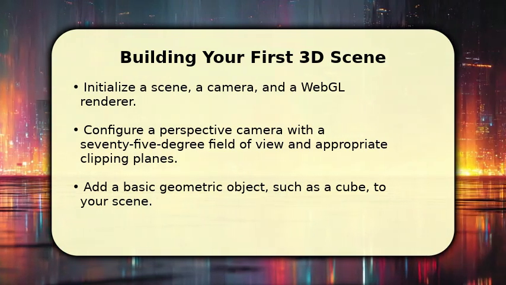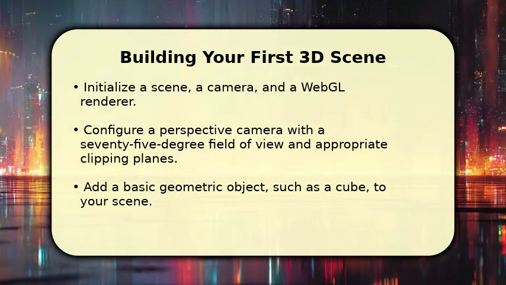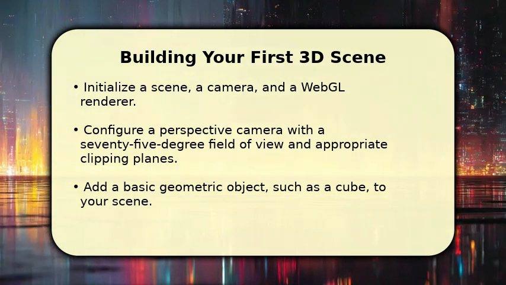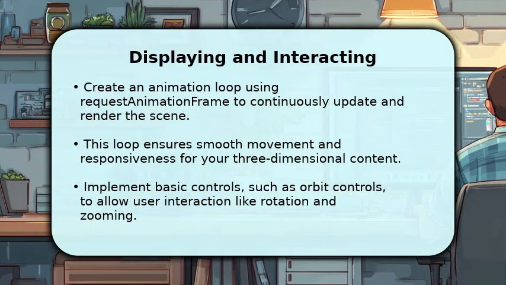Add a simple geometric object, like a cube, to your scene. Give it a basic material, such as MeshBasicMaterial, and set its color to a vibrant blue. Finally, render your scene and add interactivity.